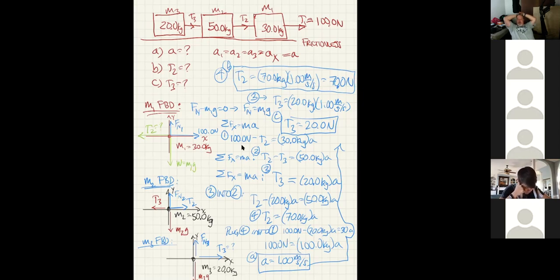But treating that whole train as if it were one object prevented us from finding the internal forces, like T2 pulling on M2, or T3 pulling on M3. By doing it this way, we can determine that T1 has to be the largest, because that tension is pulling M1, M2, and M3 all up to 1 meter per second every second. Whereas T2 only has to pull 70 kilograms, and then T3 only has to pull 20 kilograms. So that ends up becoming the smallest of the forces. Does that make sense? Any questions on that?